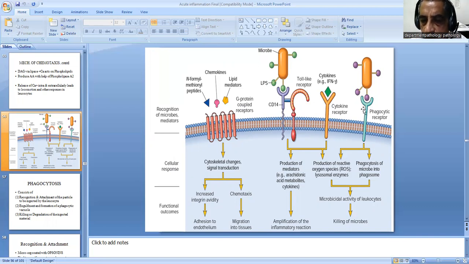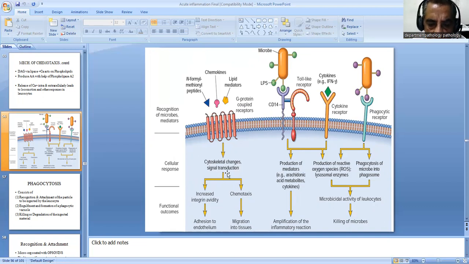This is again the phagocytic receptor. So depending on whichever is bound, usually all get bound and produce activation. So the recognition of microbes and mediators is through these receptors. Once they are recognized, they produce a cellular response within the cell.